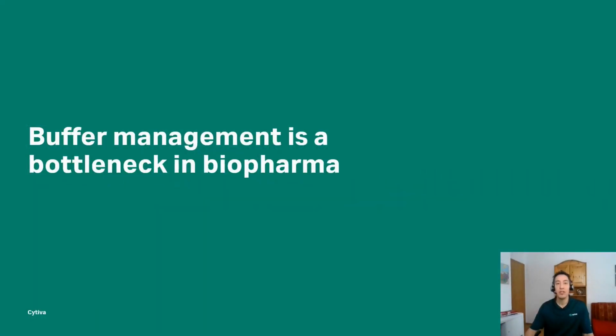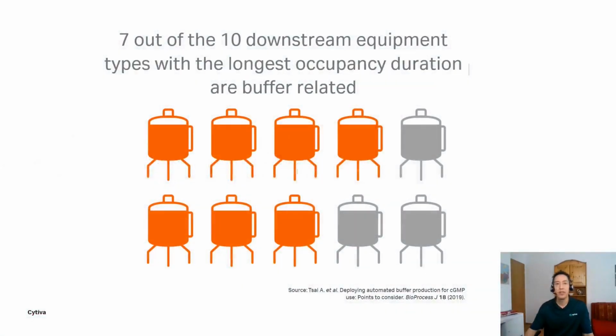Buffer management is a bottleneck in biopharma. Please see this graphic that indicates the conclusion from a collaborative study that was conducted in 2018. 7 out of the 10 downstream equipment types with the longest occupancy duration are buffer related. What this means is that buffers take time, a lot of time from your processes. As one scales up, this sort of factor will impact your throughput, and as volumes increase, start impacting other areas within your organization, be it warehousing, space, staffing, etc.